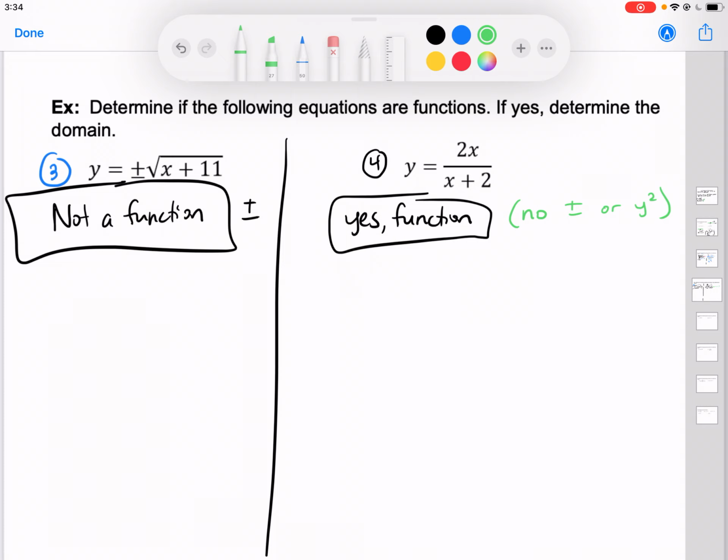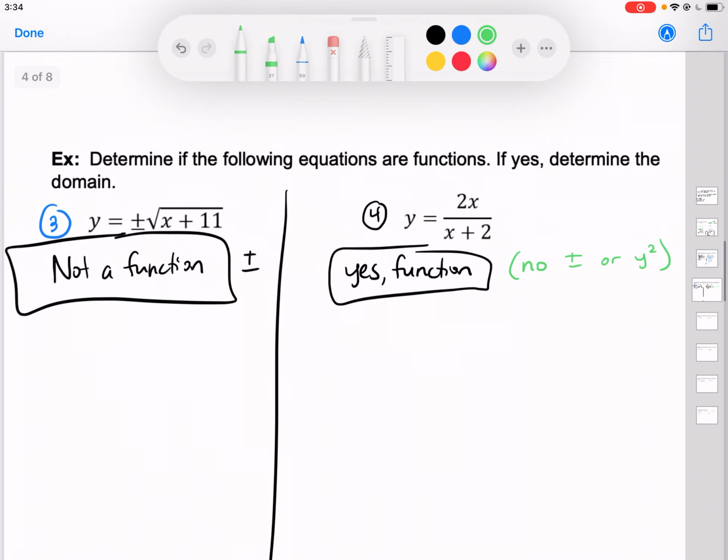So that takes us to domain. Okay, this is the hardest part. So remember, the two things for domain we're looking out for are square roots or division. Okay. Now, there's no square root on this one, okay? So I don't have to worry about the whole greater than or equal to 0. But we do have division, and we don't want to be dividing by 0.